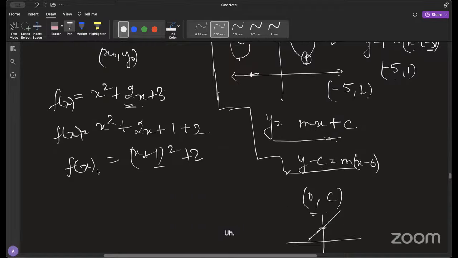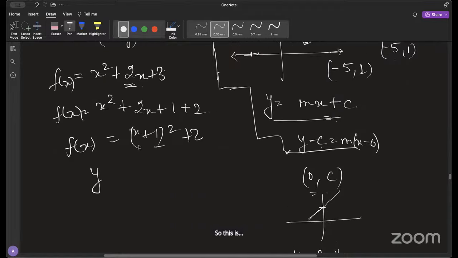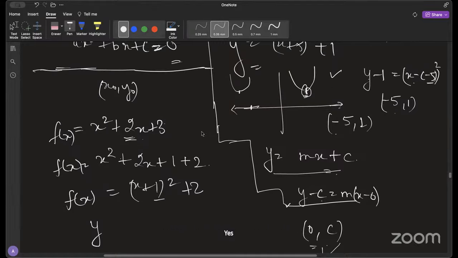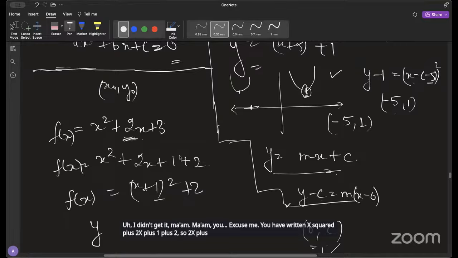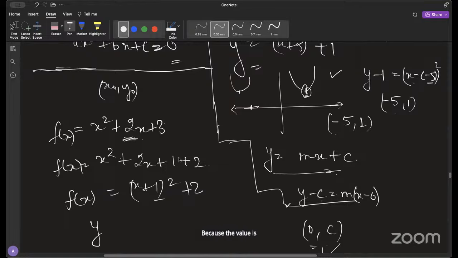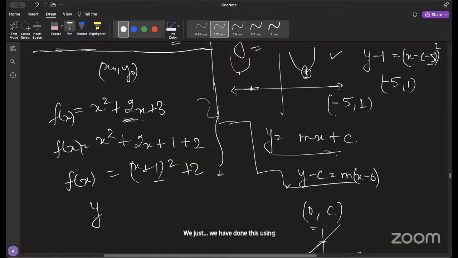I didn't get it, ma'am. You have written x square plus 2x plus 1 plus 2. So how can you write 2x plus 1, because the value is 2x itself? How can we write this 2x plus this 1? We have done this using the completing the squares method.